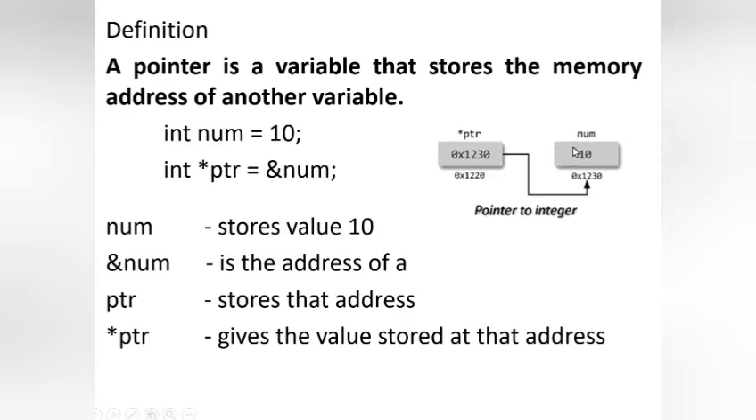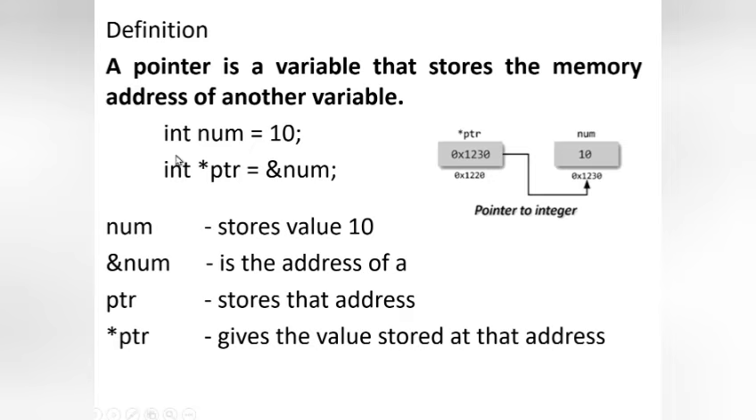So when you declare a variable number, it is initialized with the value 10. It also allocates some memory. For example, 0x1230, that is a location. Now we declare a pointer. What is the content of the pointer? It is the memory location which is assigned for the variable number. So for this example, the content of the pointer is 0x1230, which is the memory location of the variable with value 10.